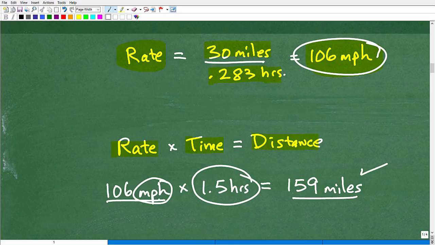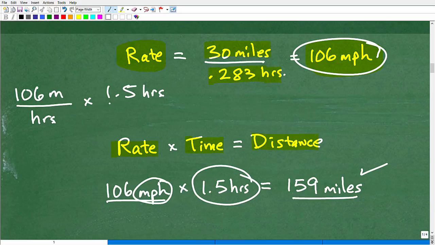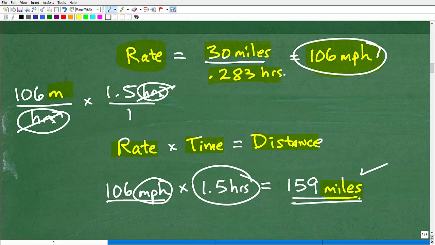To be a little clearer on the units of measure, 106 miles per hour times 1.5 hours. You can see our units, hours, cross cancel, and we're left with miles as our final unit of measure, so 159 miles. It's very, very important that you understand how to work with units of measure. This is very applicable not only in mathematics, but also in science, especially chemistry or any physical science where you're dealing with one unit to another unit, et cetera. So this is one approach to solve this problem: 159 miles.